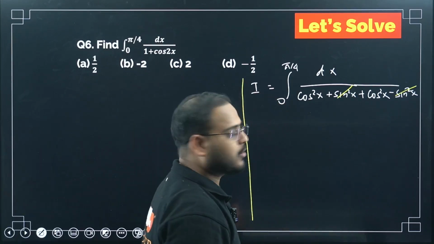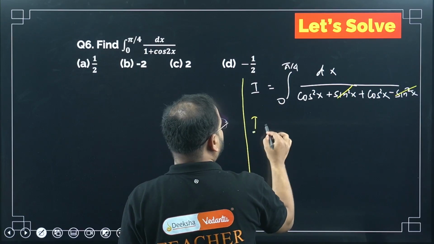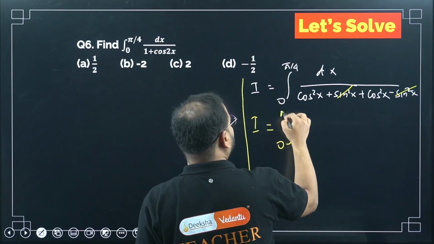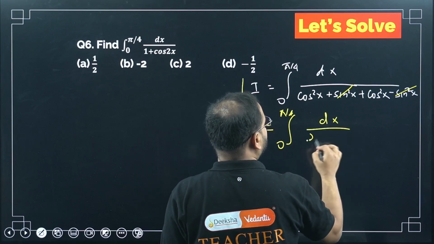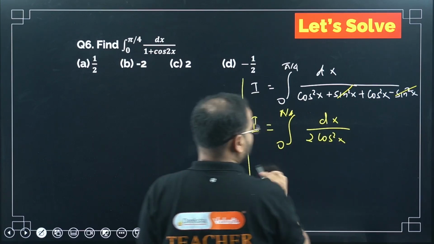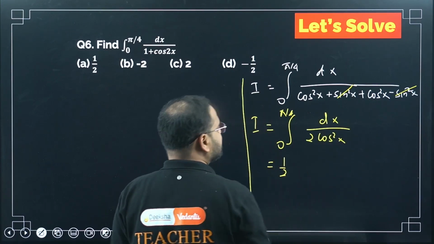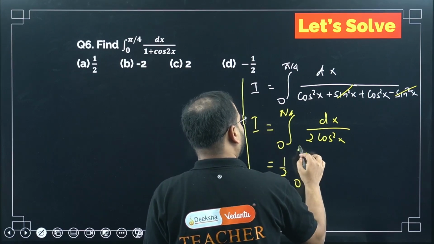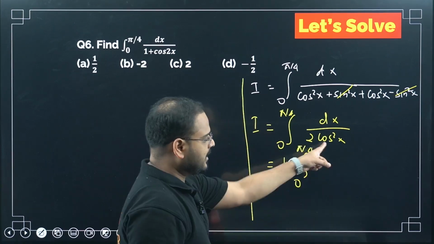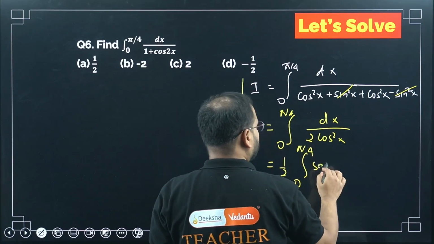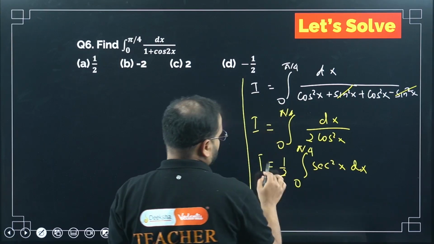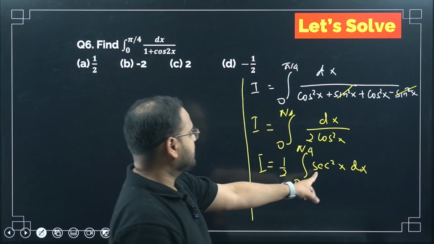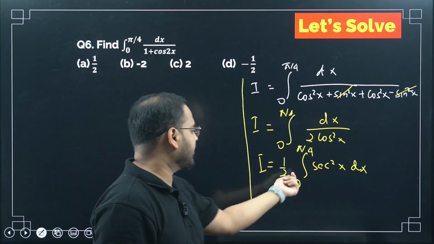Gone, right? These two are gone. What do I get now? My integral I continues as 0 to pi by 4, dx upon simply 2 cos square x. Take the constant 2 outside. Take cos square to the numerator side: sec square x dx. 1 by cos square becomes sec square. I have taken 2 outside.